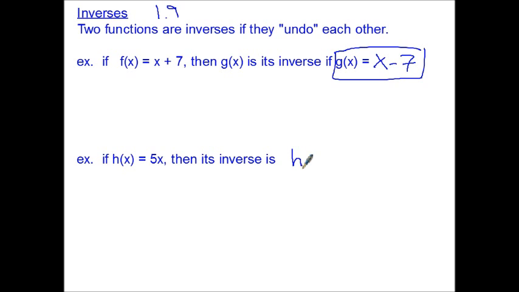Okay, the inverse function notation is a little -1 exponent thrown in there between the letter and the of x, if you will. So if h of x equals 5x, then its inverse, denoted by the little -1, is, well, the opposite of multiplying by 5 is, of course, dividing by 5. So it'd be x over 5, or if you're so inclined, you could say 1/5 x, but I don't know, I chose to go that way.